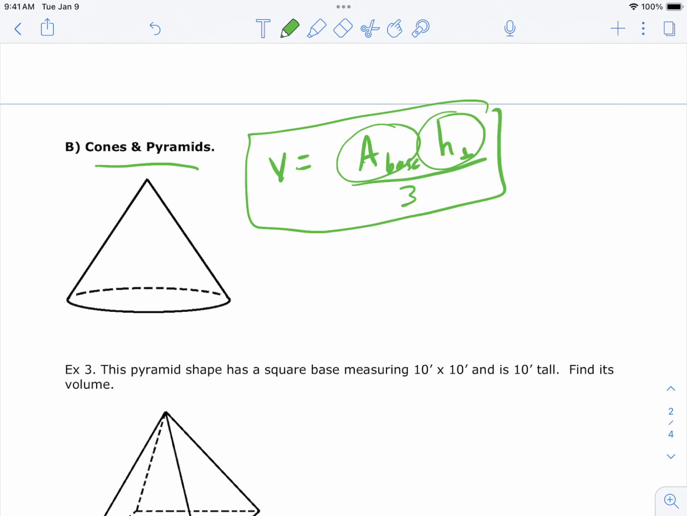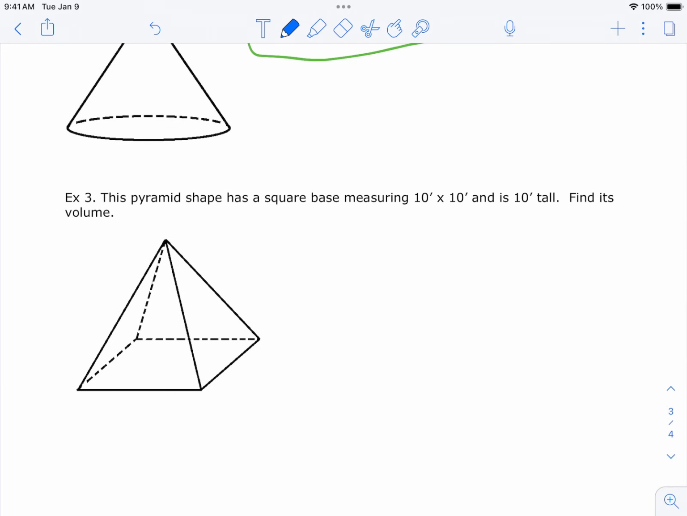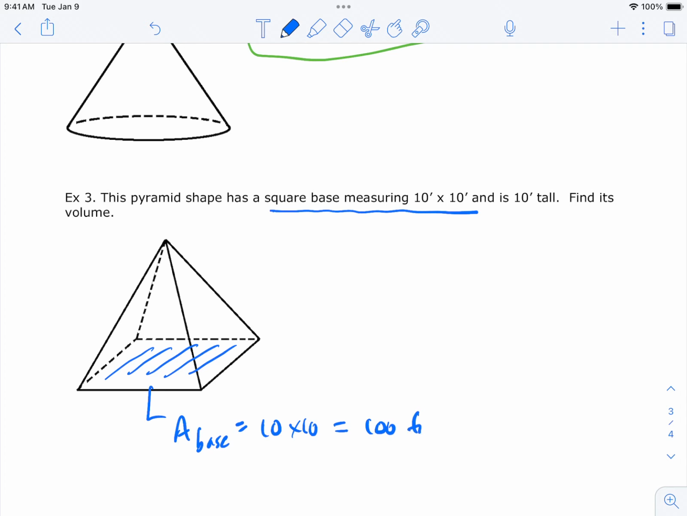Okay, so let's erase some of those circle things. Okay, cool. Let's come down and look at this example. This pyramid shape has a square base measuring 10 foot by 10 foot. The thing is 10 foot tall. Find its volume. Well, that's the area of the base, and the base is a square measuring 10 by 10, so I guess you go 10 by 10 and you get 100 square feet. That would be the area of the base.